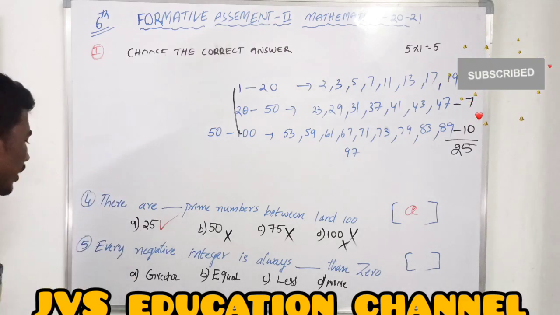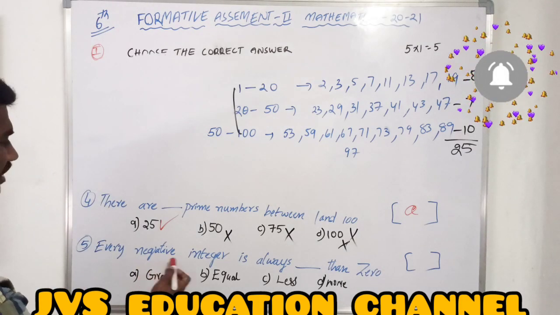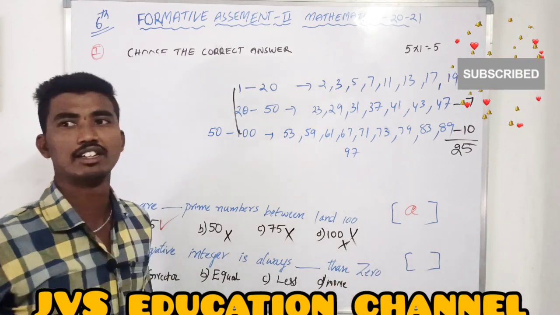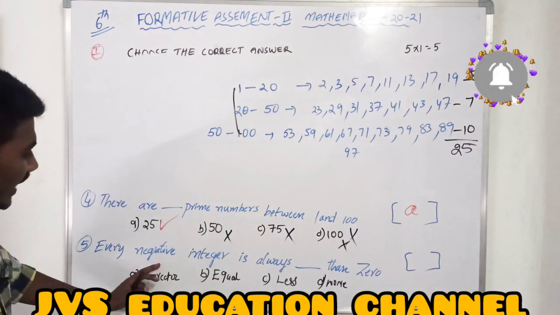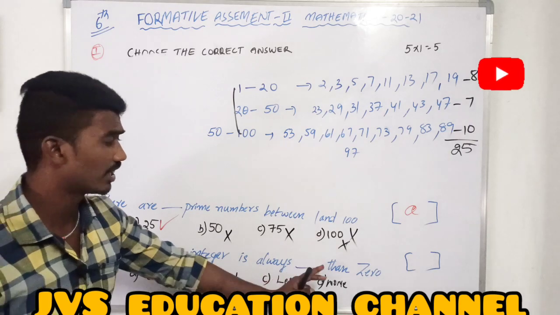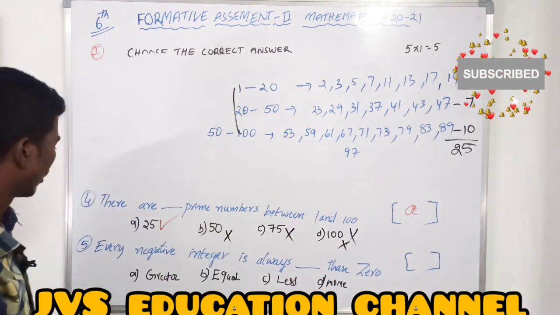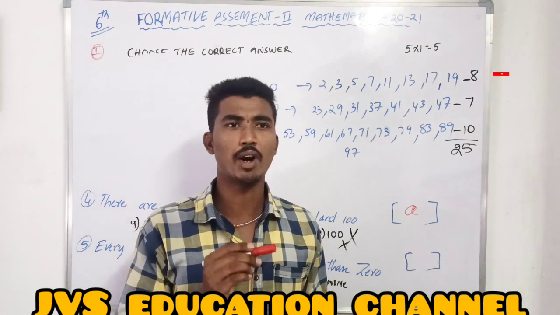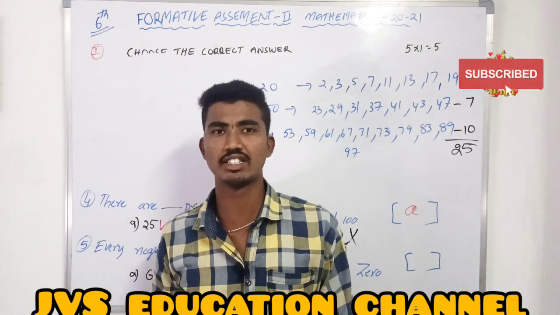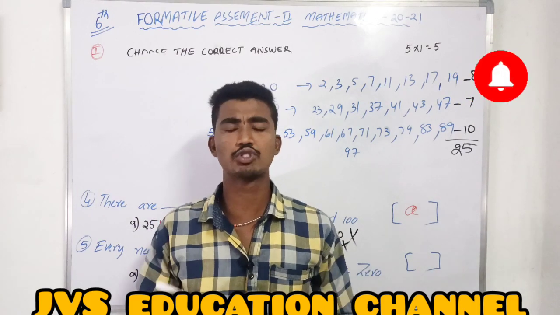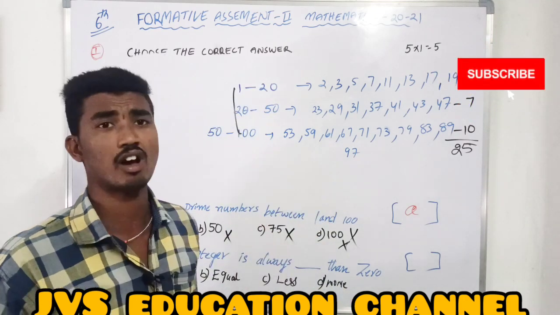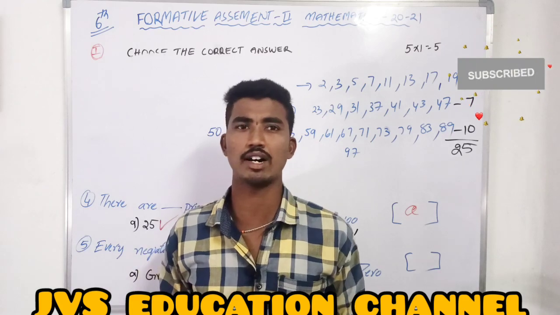And next question: every negative integer is always dash than 0. Listen, what is the question? Every negative integer is always dash than 0. What is a negative integer? We have two types of integers: one is positive integers, another is negative integers. In this we have 0 also, and that's why these are called zero-centered numbers.